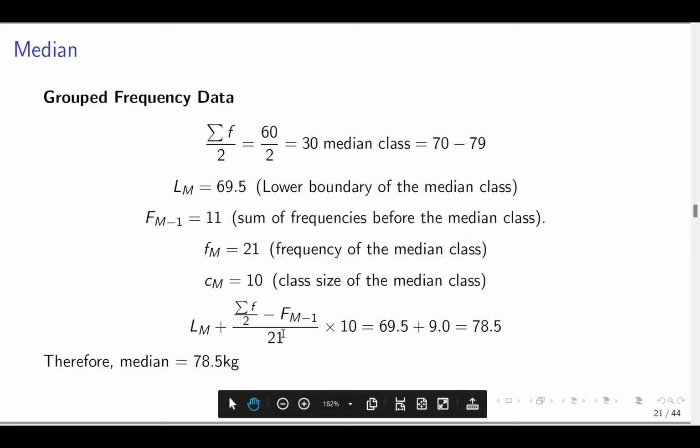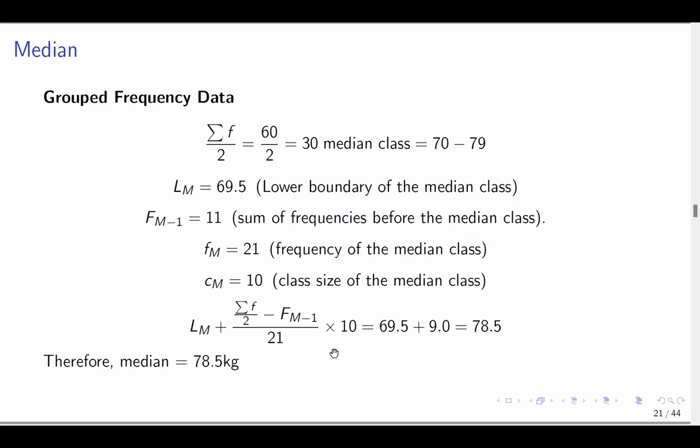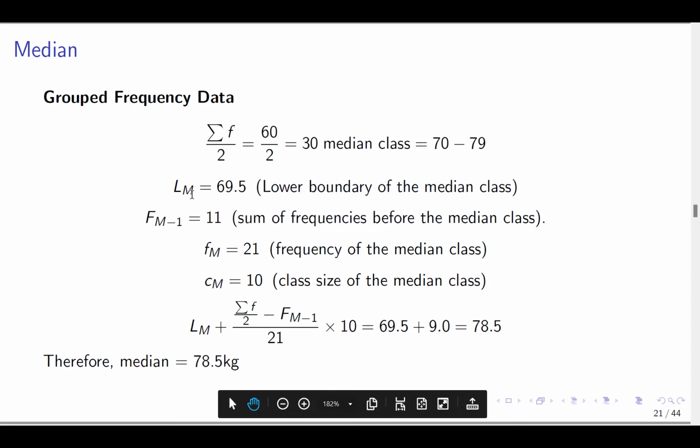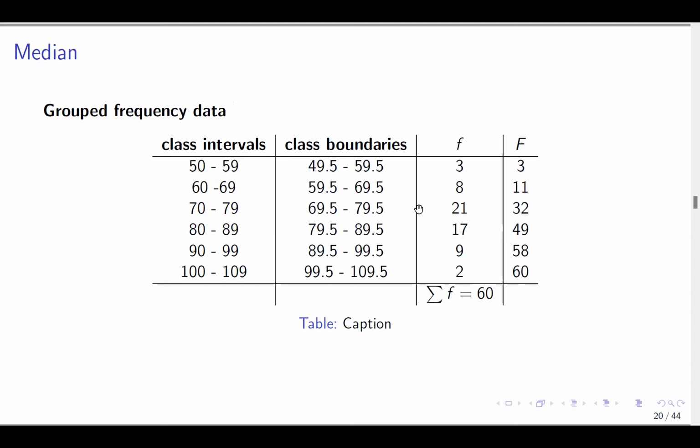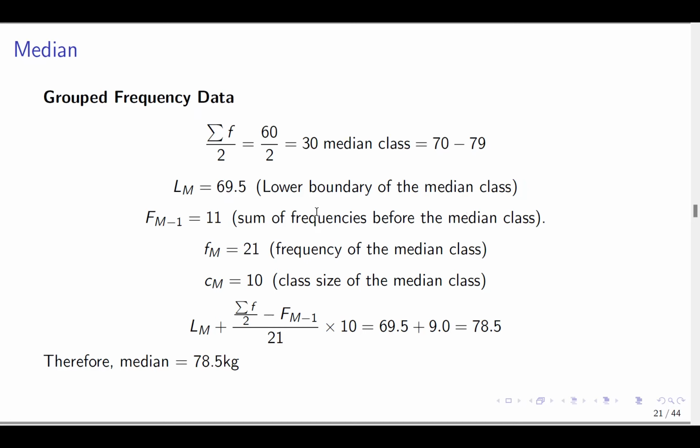Now, once again, we have the formula here, so we want to understand the components of the formula. Now, L subscript M is the lower boundary of the median class. Take note, our median class that we are working with is 70 to 79 from our data. So to know the lower boundary of the median class, we go back to the table. The lower boundary of this interval is 69. So that is what we have here.